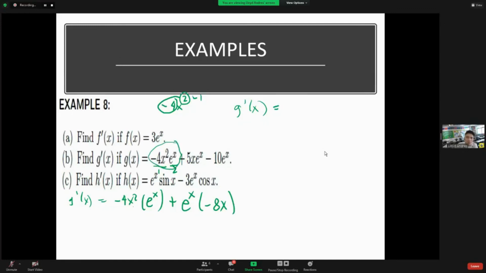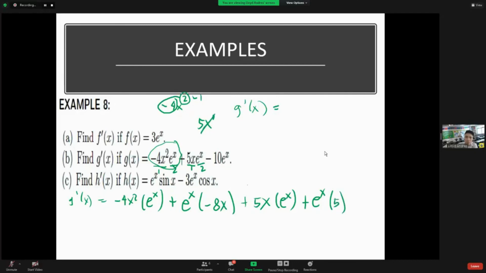Next, this one. Again, this is a product between 5x and e raised to x. So, copy the first, 5x, then the derivative of the second. Second is e raised to x, and again, the derivative of e raised to x is also e raised to x. Plus second times derivative of first. The first this time is 5x. The exponent is 1, so we can remove it, 5 only.